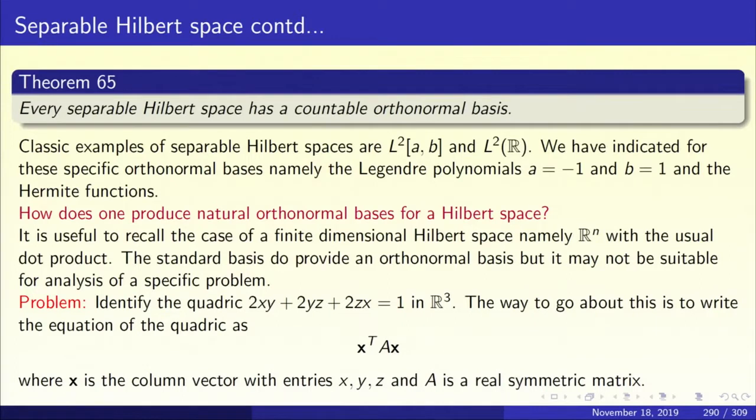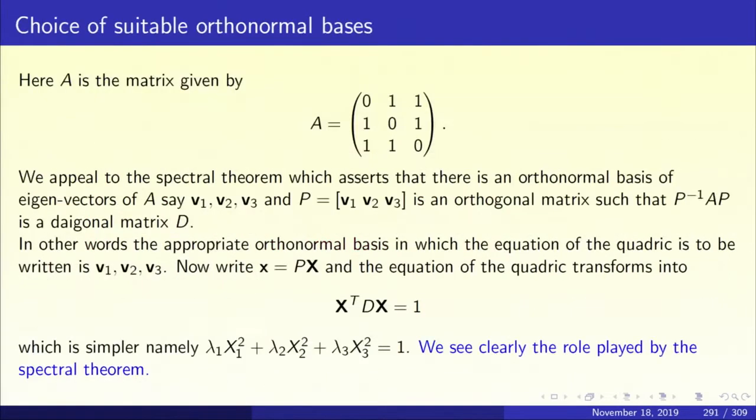So what happens to x transpose Ax? It becomes capital X transpose P transpose AP capital X. But remember, P is orthogonal, so P transpose is the same as P inverse, and P inverse AP is diagonal. So capital X transpose P transpose AP capital X is capital X transpose D capital X. On the right hand side you have got 1. How does this equation look? It is lambda 1 capital X1 squared plus lambda 2 capital X2 squared plus lambda 3 capital X3 squared equal to 1.